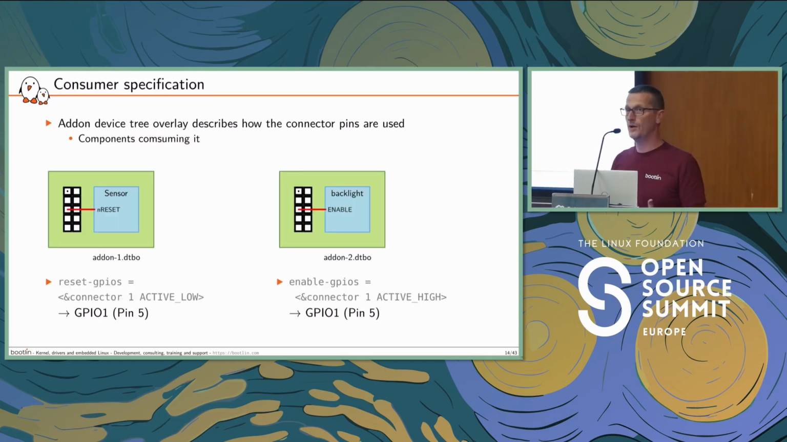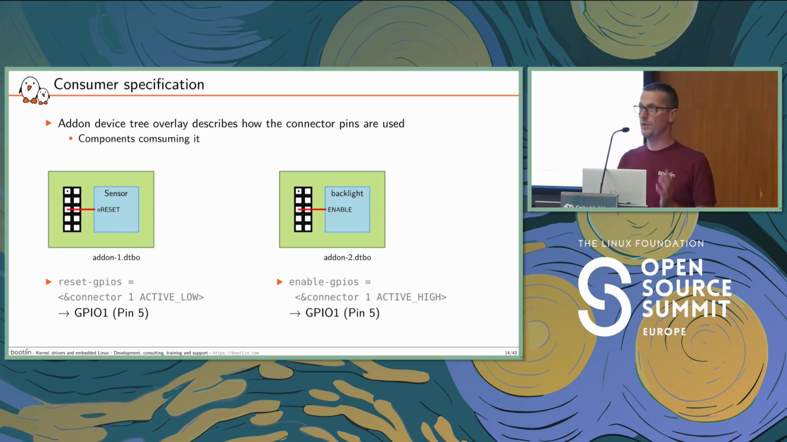On the opposite side, add-ons need to tell how they are using each pin, if they are. So in the left example, you have an add-on with some sensor, which needs a reset pin, and that is connected to GPIO 1. And as you can see, GPIO 1 is described as connector 1, so GPIO number 1 of the connector. On the right-hand side, we have a backlight on a different add-on, which needs an enable GPIO, and so it connects that to GPIO 1, pin 5, so the same pin. So you can see that the description for them is the same, so they both reference the connector.